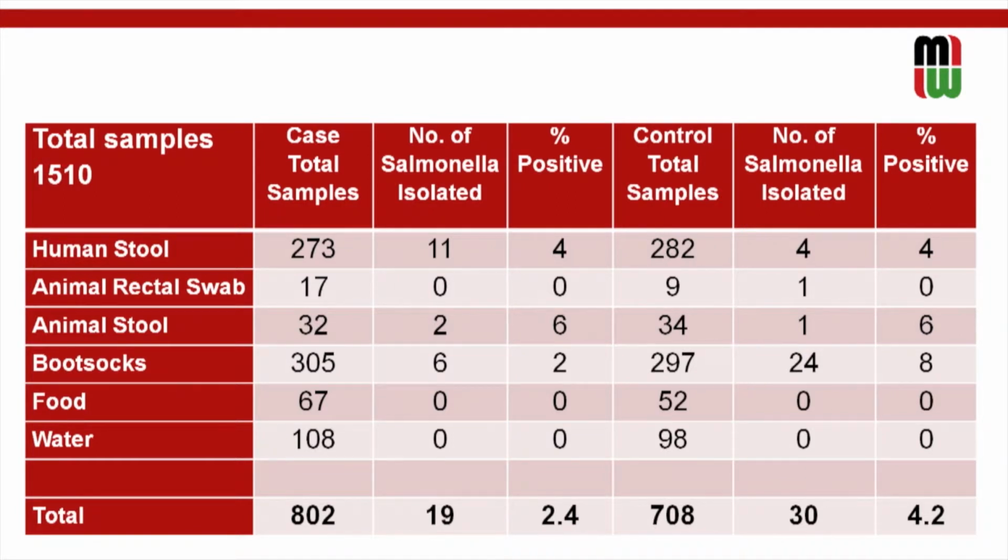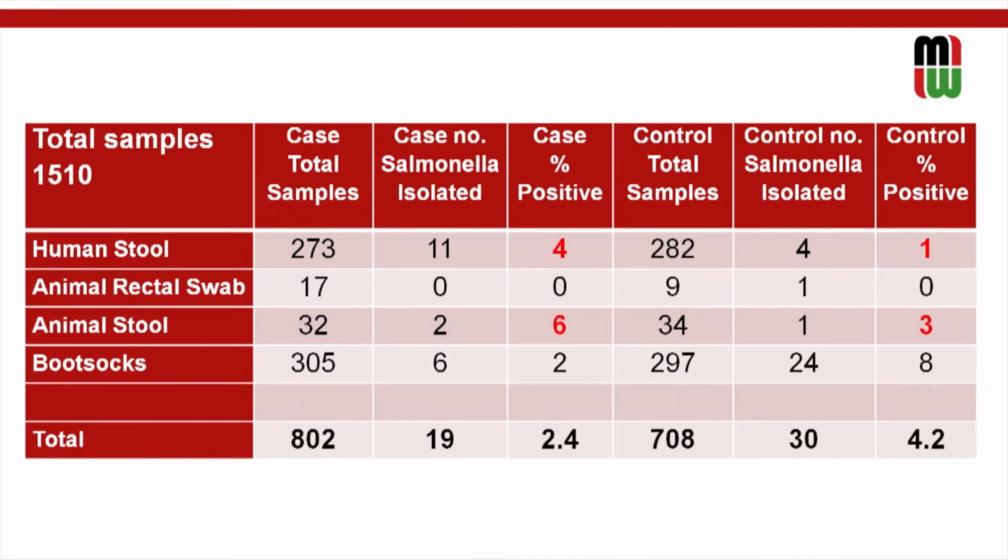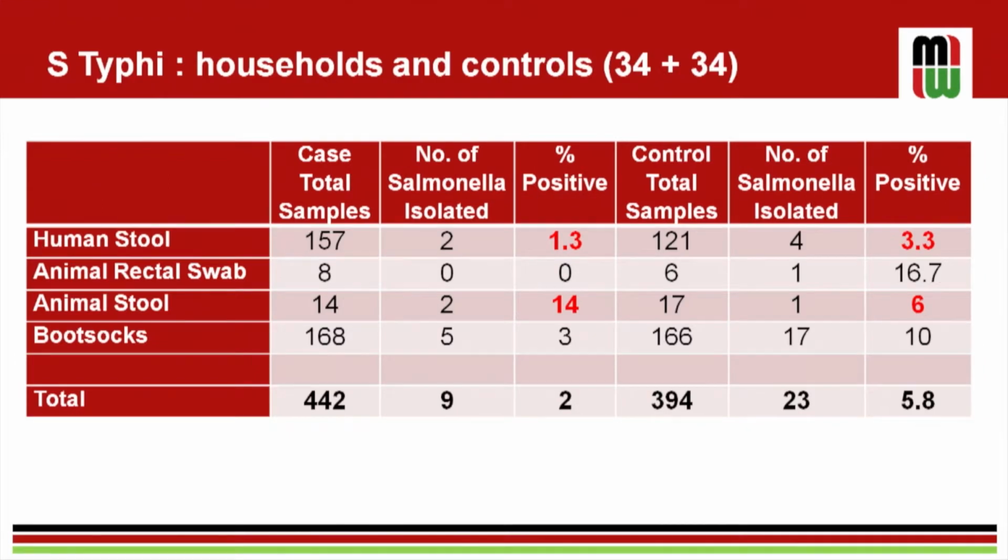We collected 1,500 samples over the course of this. 2 things to notice from this slide, just that we sampled equally from case households and control households, and that we were unsuccessful in growing salmonella from any food or water samples, so we're not going to discuss those further. Second thing to notice is that the numbers that we sampled from humans and animals represents the number that were available, and we sampled in equal proportion, so there was no bias there from the samples that were available. And the second is that our isolation rate from human and animal samples was approximately the same. It was around 3 or 4% from both types of samples.